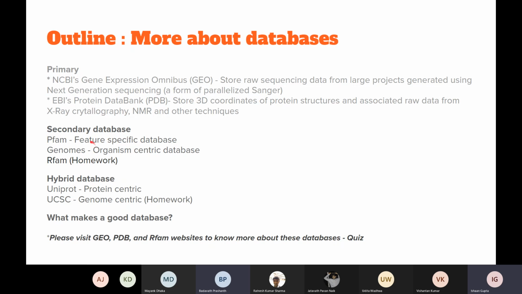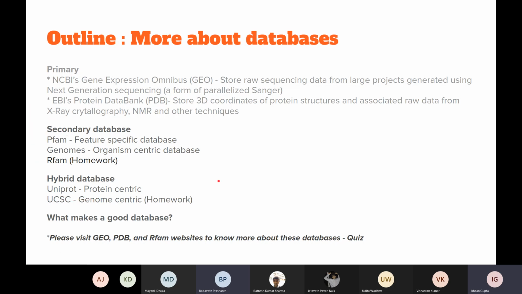So secondary databases can be feature centric. Pfam essentially is a database for storing protein domains. So can somebody quickly tell me what a protein domain is? It's basically a sequence of amino acids within the protein that performs a specific function. So a protein can have several domains, each with a specific function, like binding. And it's conserved across evolution, right? Yes, sir. It's a specific sequence which performs a specific known function, and it's conserved across evolution.